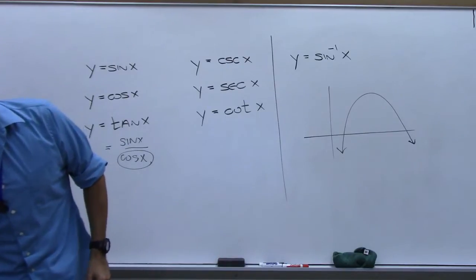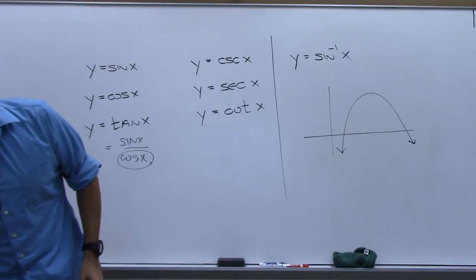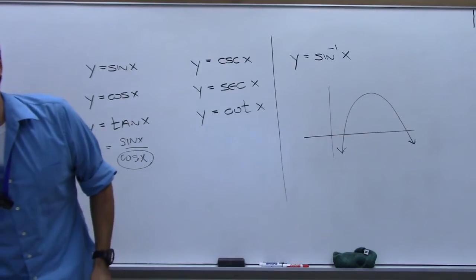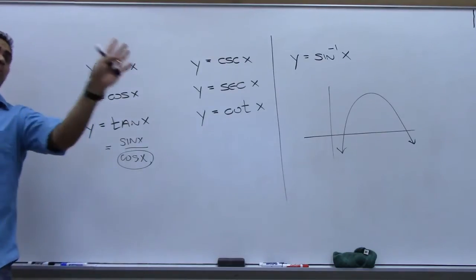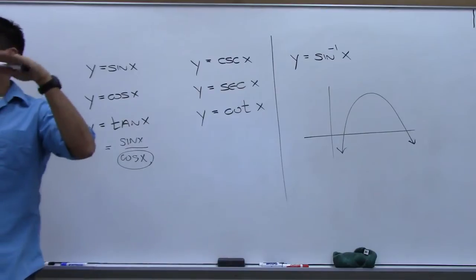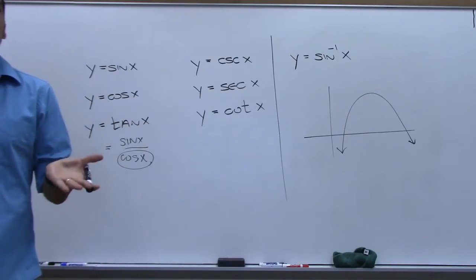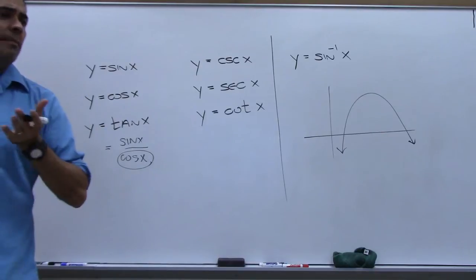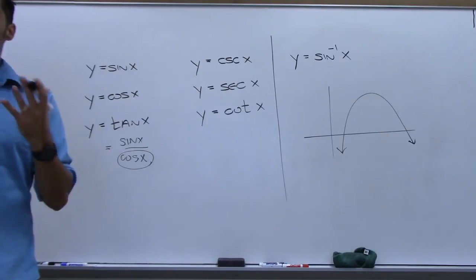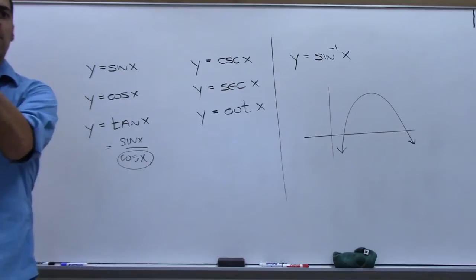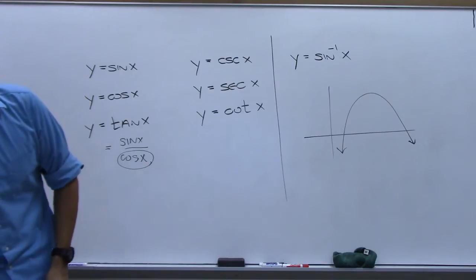But that's not the only one. We could also do this one over here, right? And we could cut it anywhere we want as long as we get the entire range from negative 1 to 1, and we could define an inverse on that piece. So what piece do we use? You might use one, I might use a different one. So we all have to agree on the cut that we're going to take. And the cut that we take is this one.